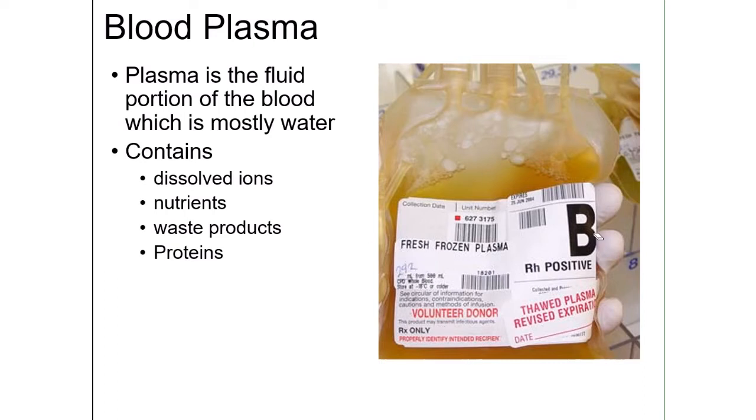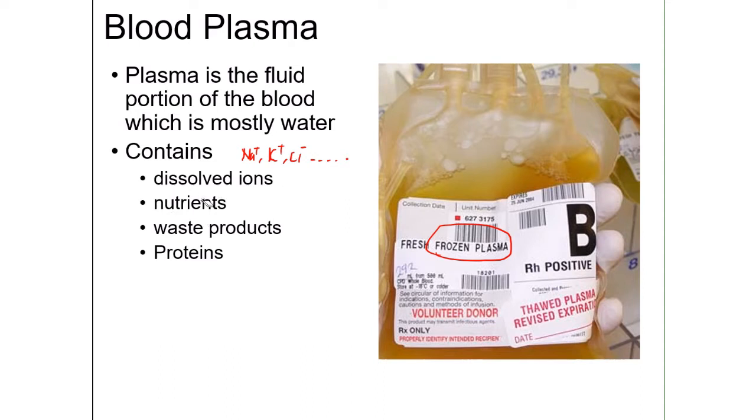But here is an example of frozen plasma. They can actually freeze this stuff and then thaw it when you need to transfuse it into someone. So in that plasma, mostly water, but you would have things like dissolved ions. So these ions are what we call electrolytes, right? There are sodium ions, for example, potassium, chloride, so on and so forth. And all these things are going to be dissolved within your plasma.